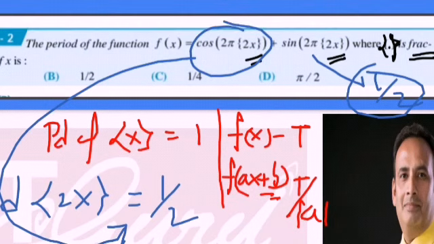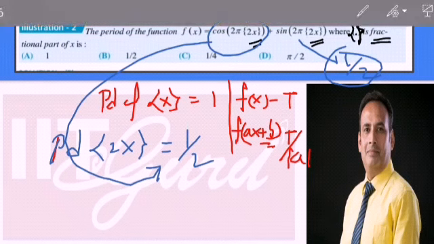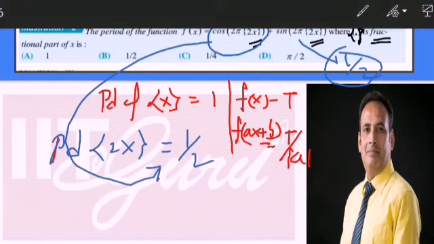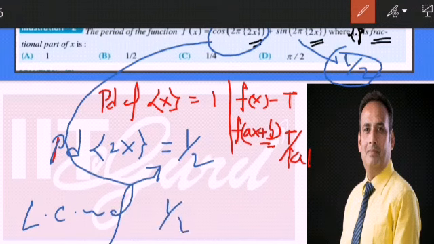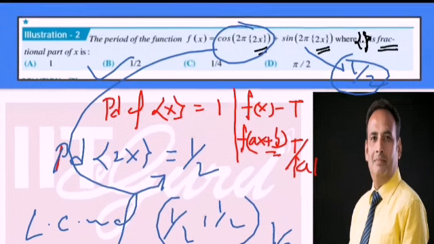So finally what we conclude is that there are two functions, cos 2 pi 2x fractional part and sine 2 pi 2x fractional part. So the period is the LCM of 1 by 2 and 1 by 2, that is, the answer is finally 1 by 2. So where is 1 by 2 in the options? B option is correct in this question.